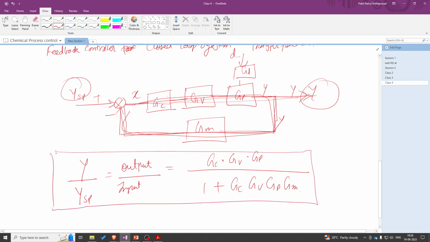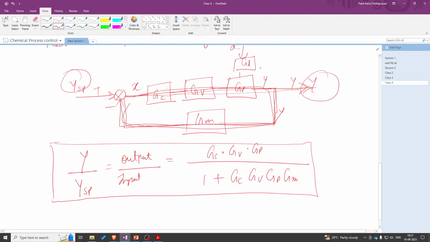So you don't need to do the lengthy process in order to find the transfer function for the closed loop system. You can just use this analogy. That is, the numerator will be the multiplication of all the transfer function blocks in the forward path, whereas in the denominator it will be 1 plus the multiplication of all the transfer functions in the entire loop.